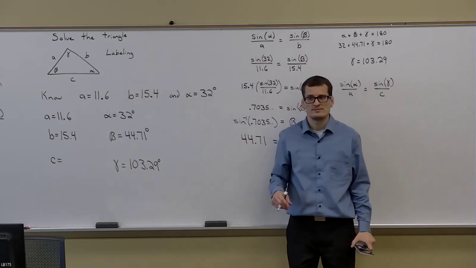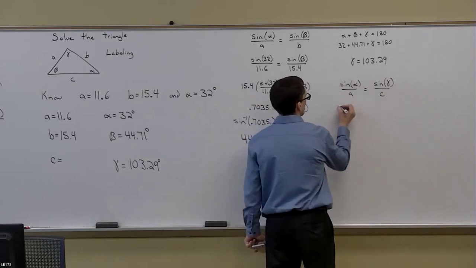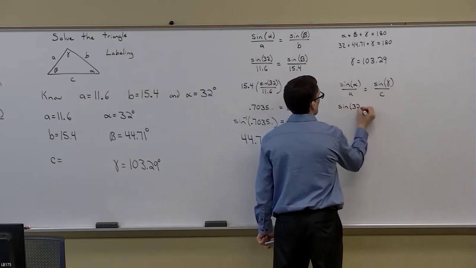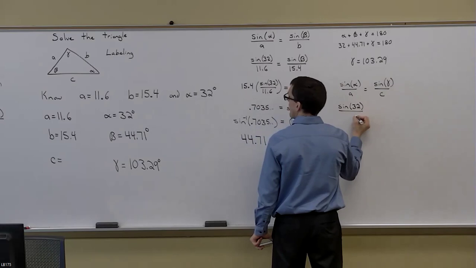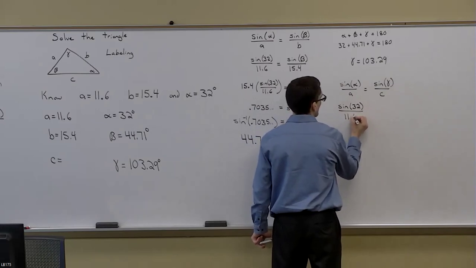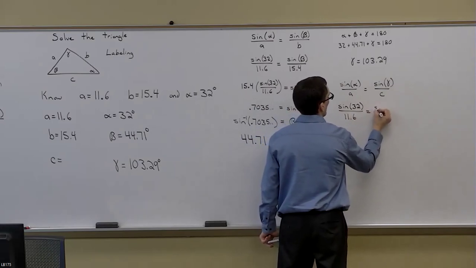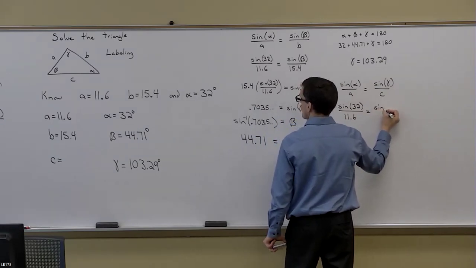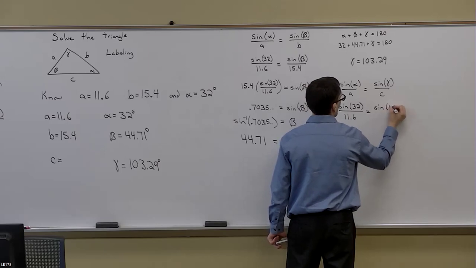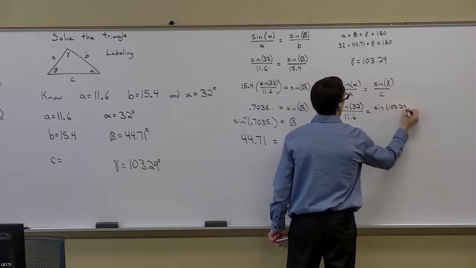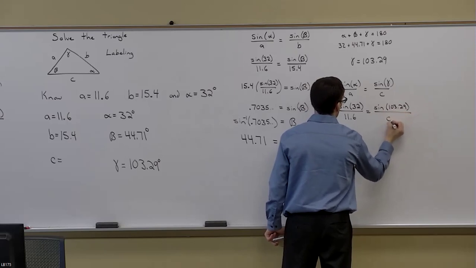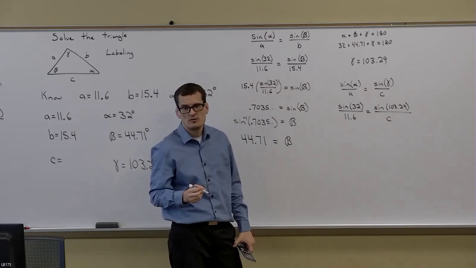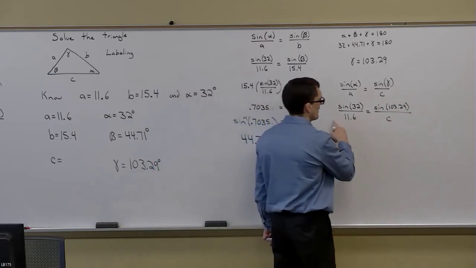So there we are. Sine, plug in 32 for alpha, 11.6 for A. Sine 103.29 divided by C, and then you can solve for C. Multiply both sides by C.